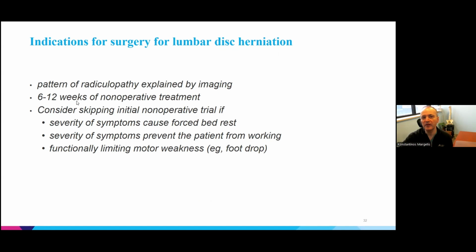Usually we try several weeks of non-operative treatment, but if the pain is severe and the patient cannot walk, cannot get out of bed, or if the patient is working and cannot do their job because of the pain, or if there's any significant motor weakness, then we might skip the non-operative treatment and go directly to surgery.